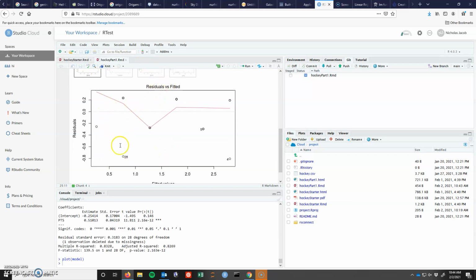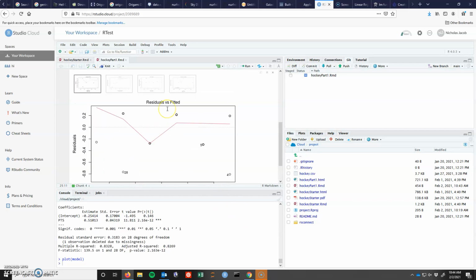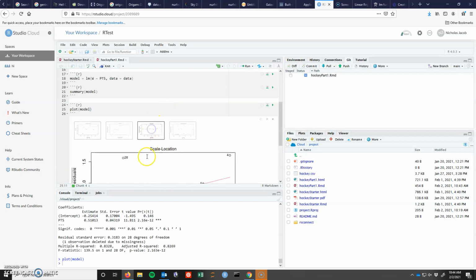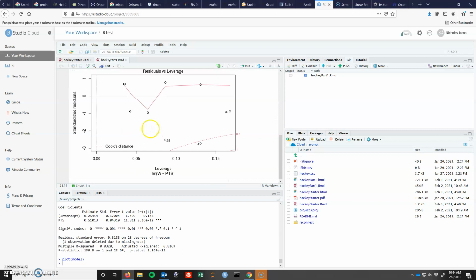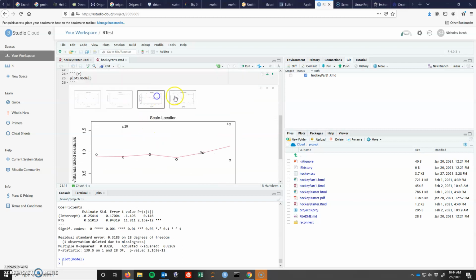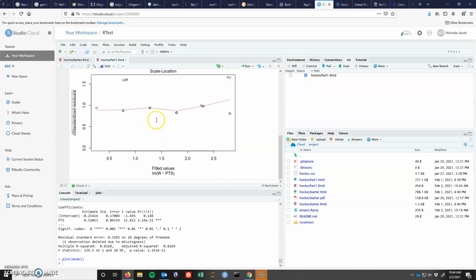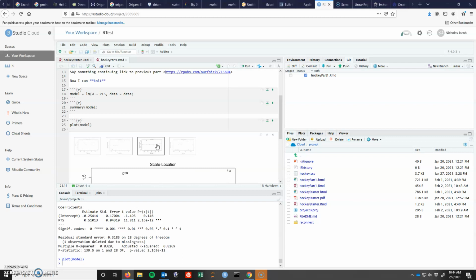This one, what do I want to say about it? This one should show no pattern. So yeah, it doesn't show a pattern. And then I'm really, really uncertain about these other two. Let's just say that they're there. At some point in my life, I knew what some of these meant, and I can't tell you right now. So let's not worry about them too much, okay?